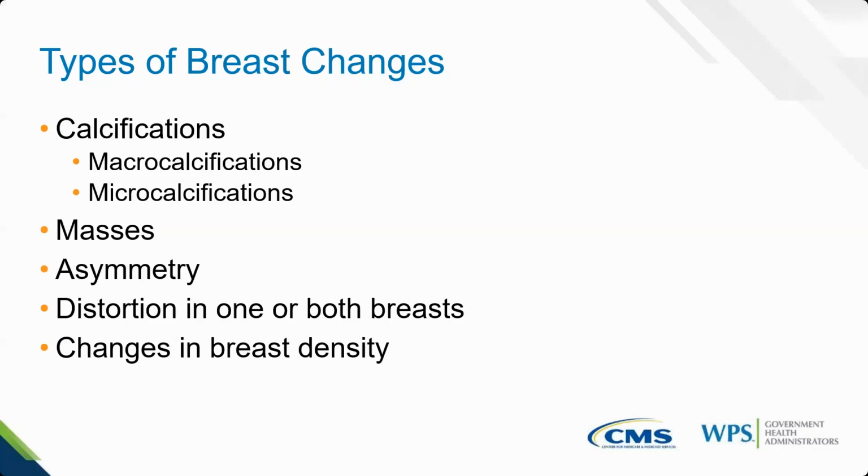Next, we have masses, which include cysts and solid tumors. Third type is asymmetry, followed by distortion in one or both breasts. Finally, changes in breast density may also be observed.